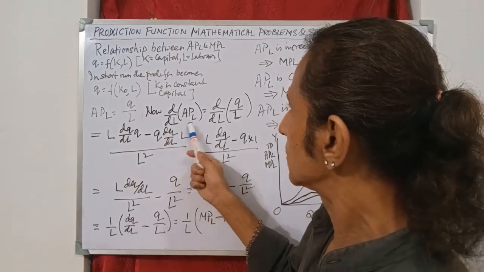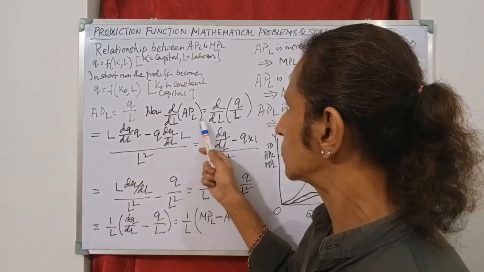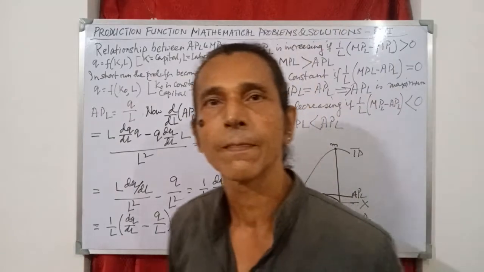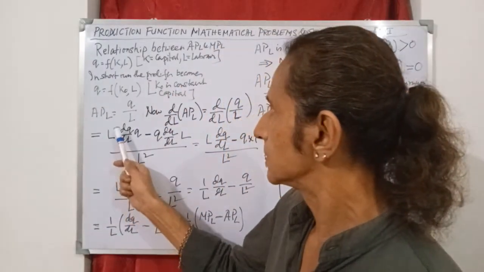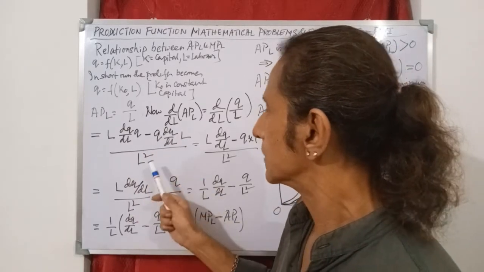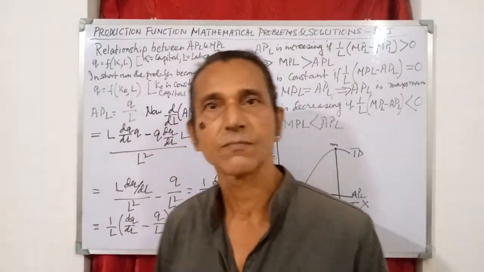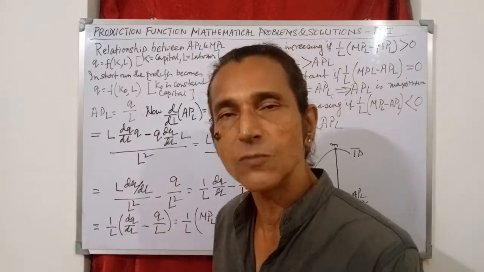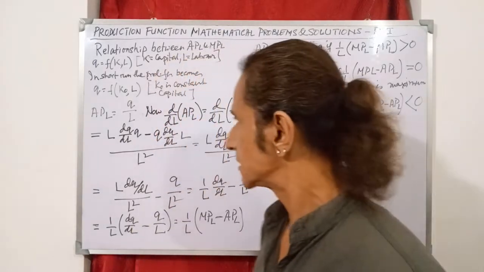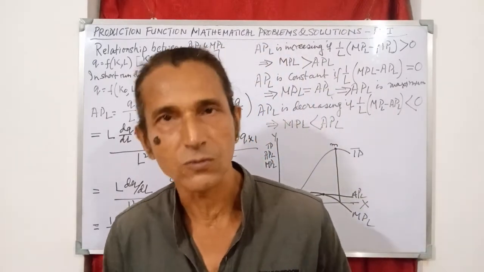So d/dL of APL equals d/dL of Q by L. This is the average productivity of labor. This is equal to [L times dQ/dL minus Q times dL/dL] divided by L square. Yeah, I am using calculus because calculus is the only way to solve this kind of problems. So you have to be used to calculus. Still, if you have any problem in understanding calculus, you may please let me know.